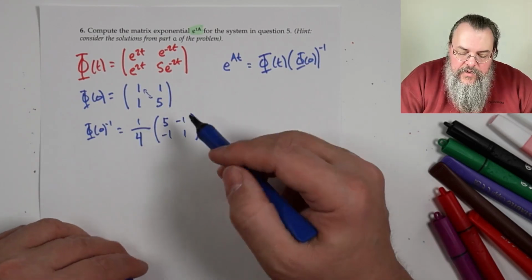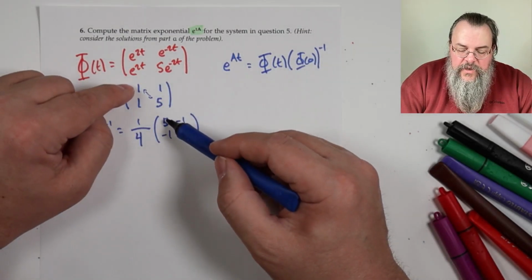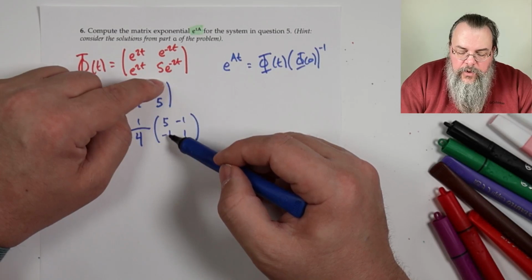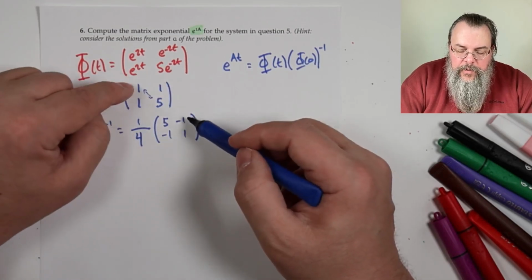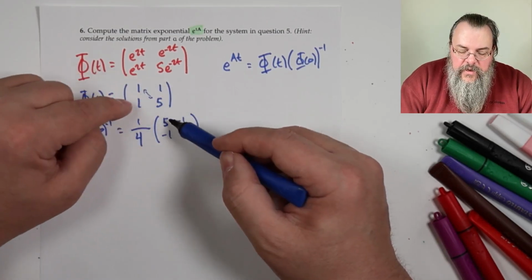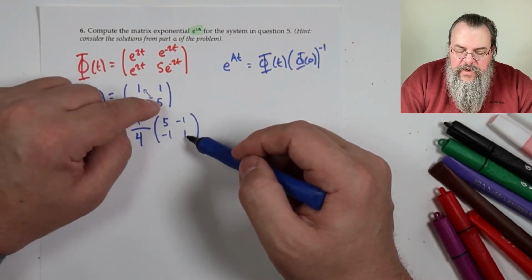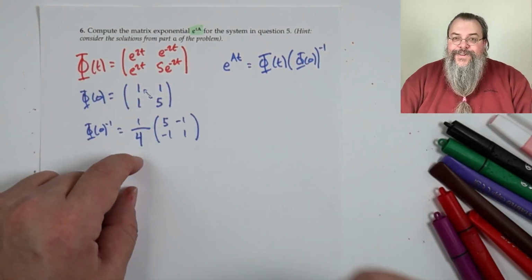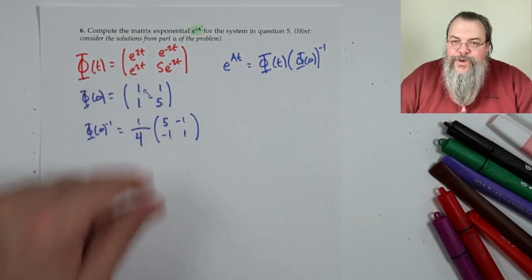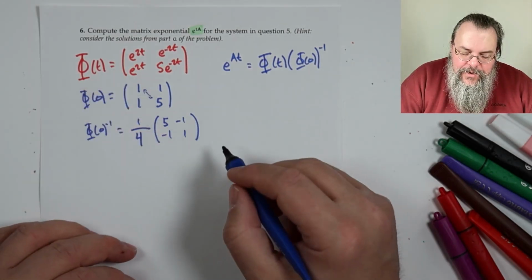Now, when in doubt, do some quick multiplication. 5 minus 1 is 4. Divide by 4, that's 1. Good. Minus 1 plus 1 is 0. That's good. 5 minus 5 is 0. That's good. And then minus 1 plus 5 is 4. Divide by 4. Yes, that's good. So when in doubt, just quickly check and see that you have what you need.